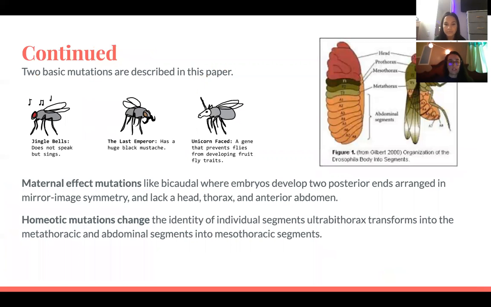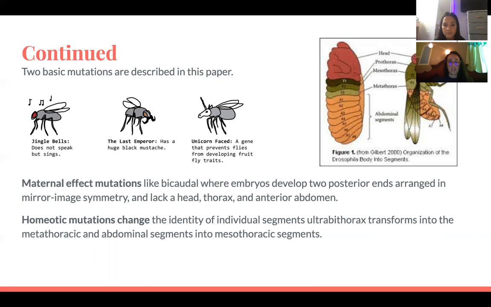There are two basic mutations that are described in this paper. The maternal effect mutations, like where embryos develop two posterior ends arranged in mirror image symmetry and lack a head, thorax, and anterior abdomen. The homeotic mutations change the identity of individual segments. Ultrabithorax transforms the metathoracic and abdominal segments into the mesothorax segments.